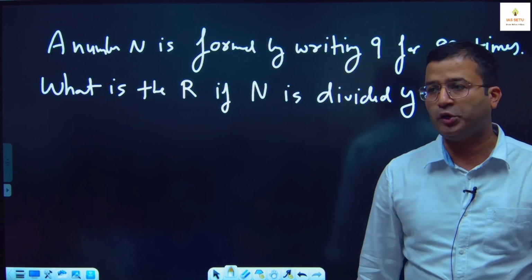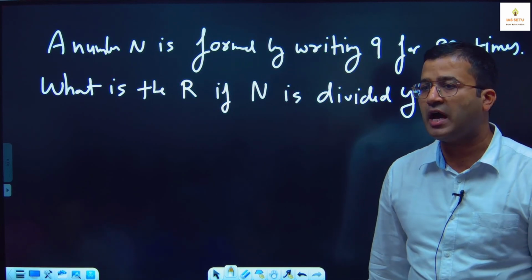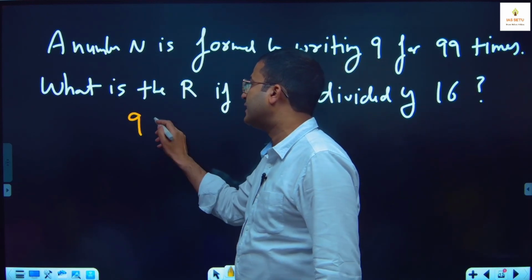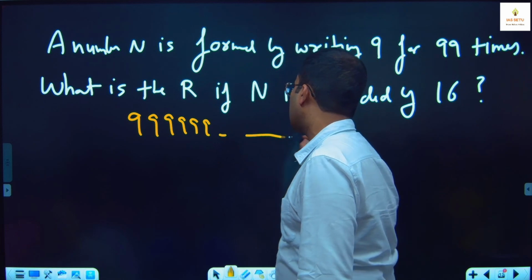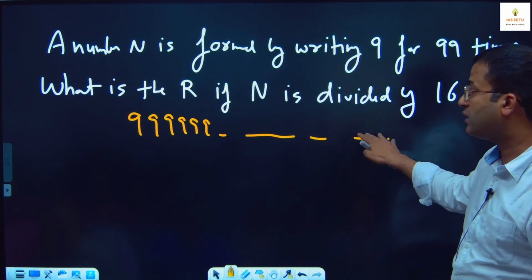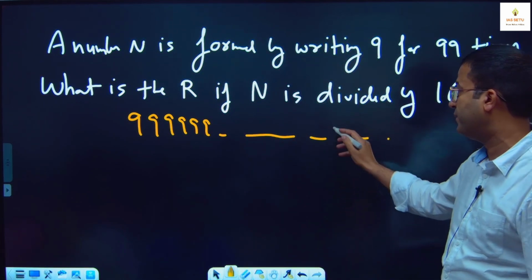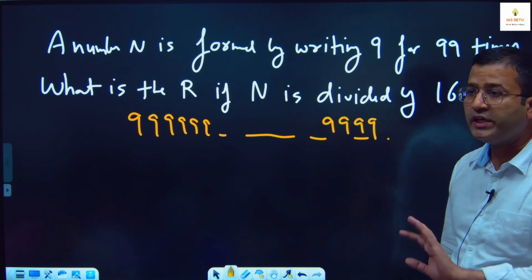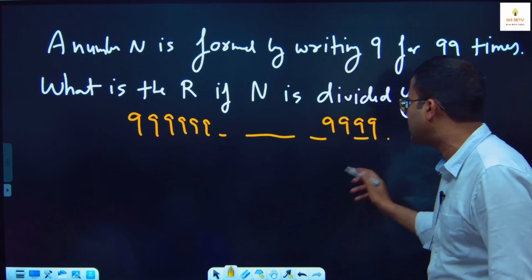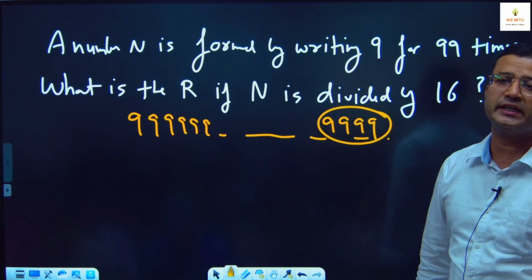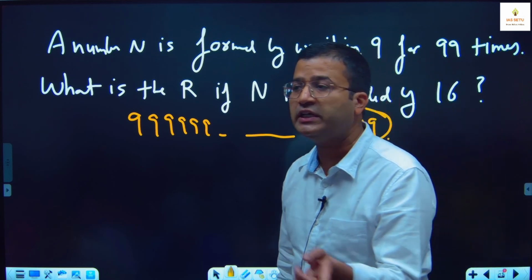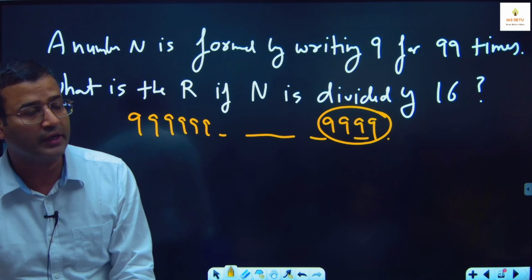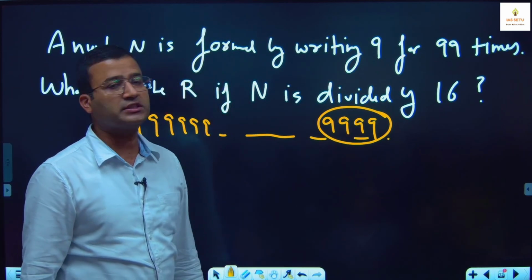उससे पहले जो कुछ भी हो, we are just concerned about the last 4 digits. If this number has 9 for 99 times, अगर इसमें सिर्फ 9 है, कितनी भी बार है, tell me what are the last 4 digits in this given number. 9999. So we are not concerned about the other digits, we are just concerned about the last 4 digits in the given number. If you have to check if that number is divisible by 16, yes or no, and in this case if we have to find the remainder, only the last 4 digits are sufficient.